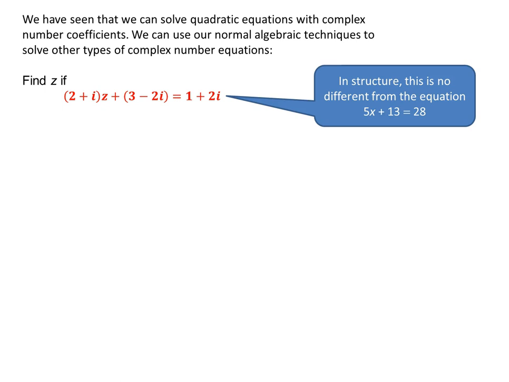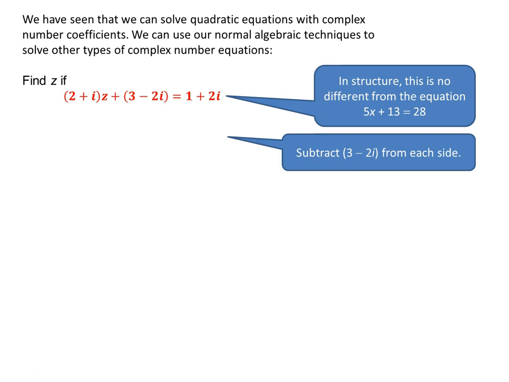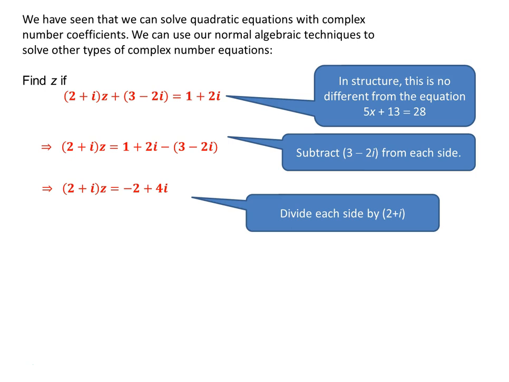So the first thing we're going to do is subtract the 3 minus 2i from each side. That will give me (2 plus i) times z equals 1 plus 2i take away 3 minus 2i. In other words, (2 plus i) times z equals minus 2 plus 4i. Now I want to find out what z is, so I've got to get rid of the multiplication by 2 plus i, so I'm just going to divide each side by 2 plus i.